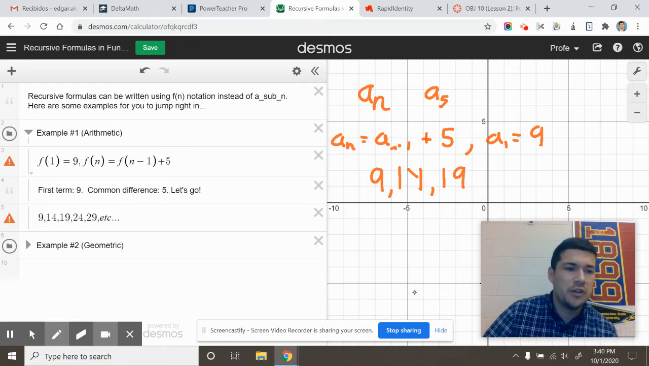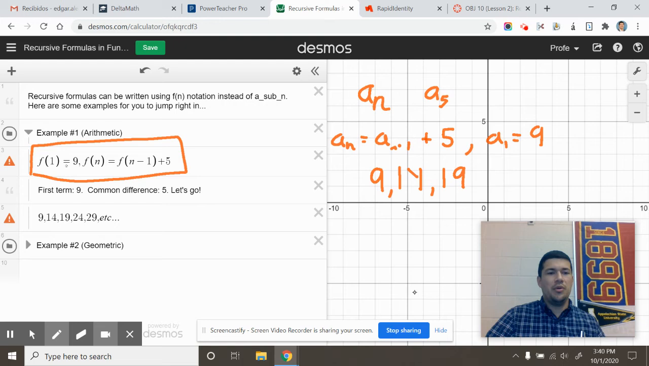Well, this is no different. So take a look at this right here, okay? Very similar. So in this case, it says f of 1 is 9. In other words, if my input is 1, my output is 9, meaning the first term is 9. F of 1 is the same as saying a sub 1. And then it says f of n equals f of n minus 1 plus 5. So f of n minus 1 still means previous term. It means a sub n minus 1 plus 5.